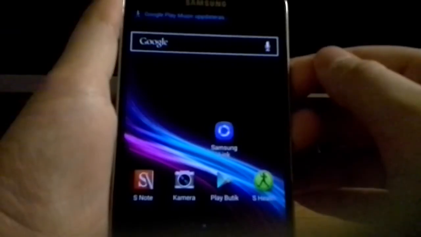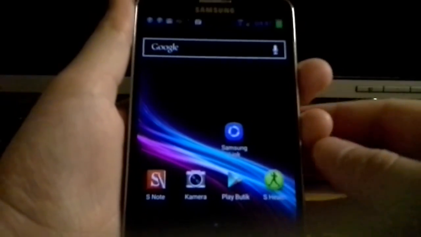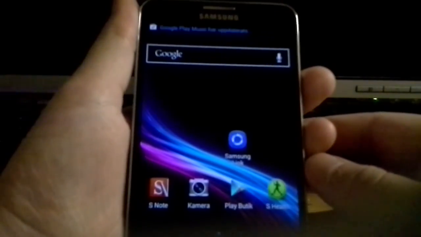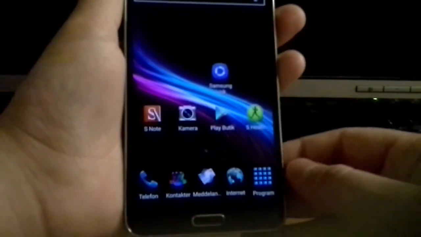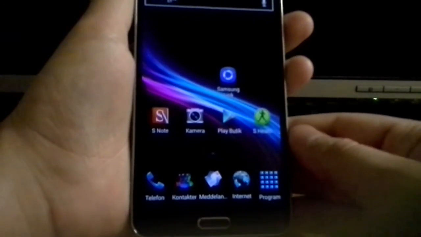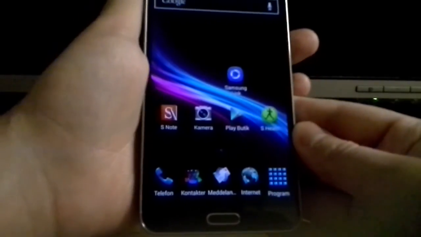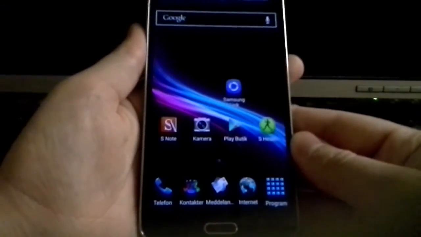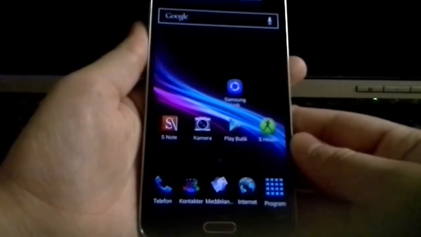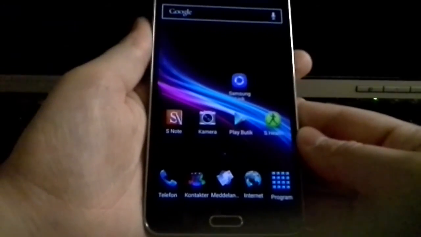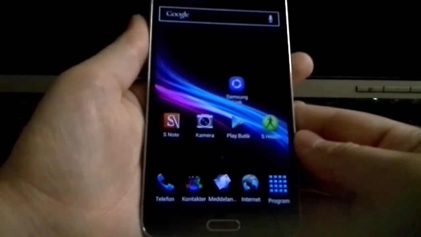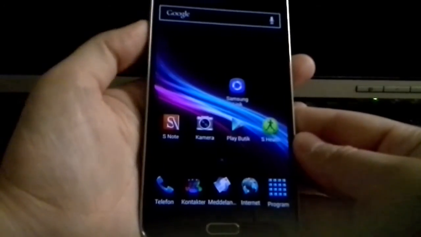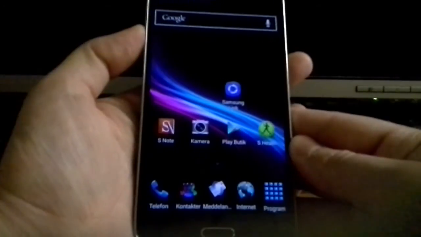yeah, I'm gonna wait for every update. But yeah guys, this was a flashing video of going from XNote 4.0 to BoBcat ROM with the TWRP, and everything went smooth.